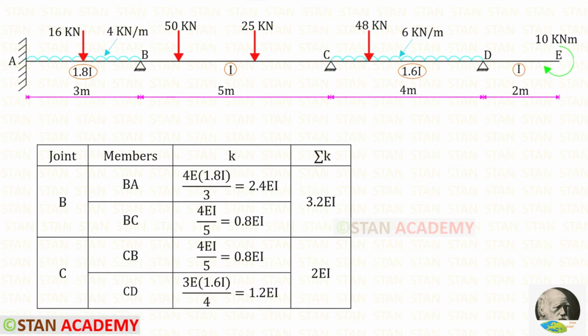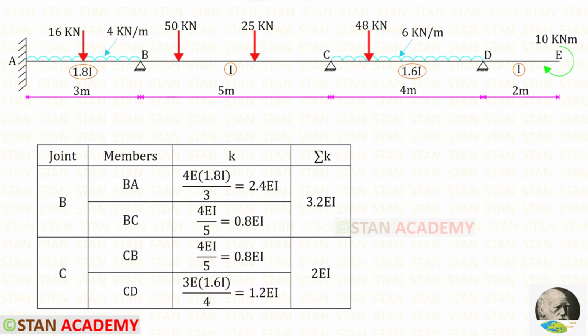Now let us find the stiffness for BC. For that, from the joint B, we have to look at the point C. The point C is continuous because after the point C, there is a span CD. If the far end is continuous, the formula is 4EI upon L. Length of BC is 5. Let us apply that. For the stiffness of BC, we will get 0.8 EI.